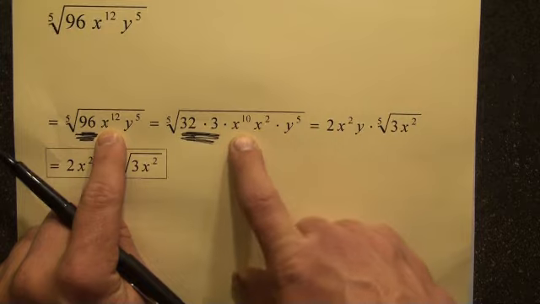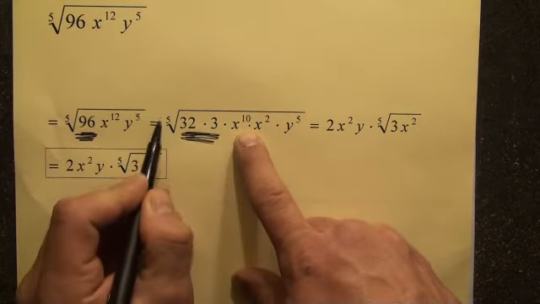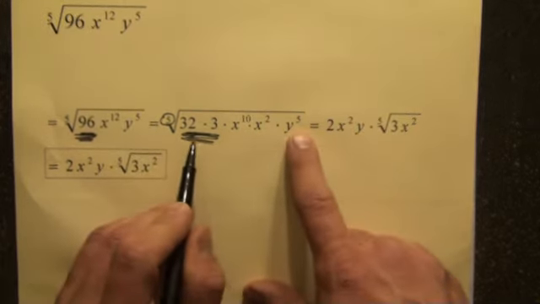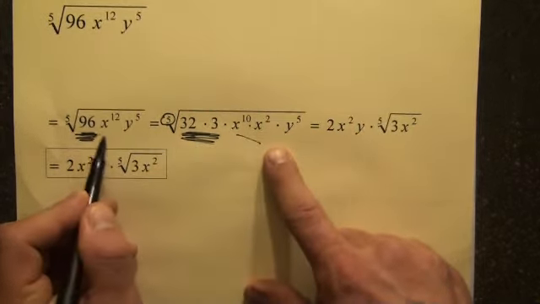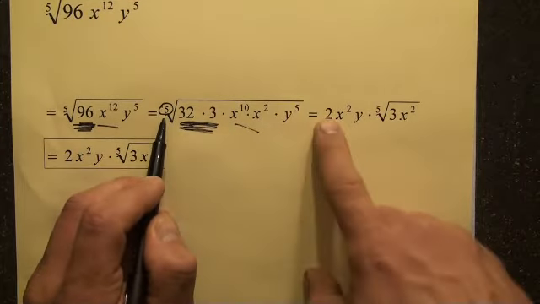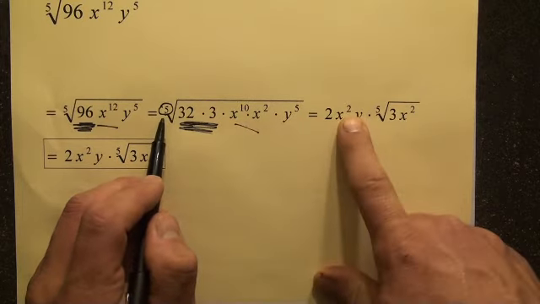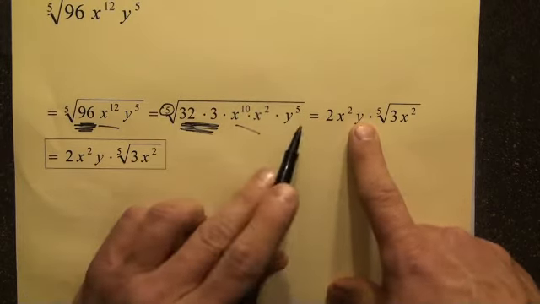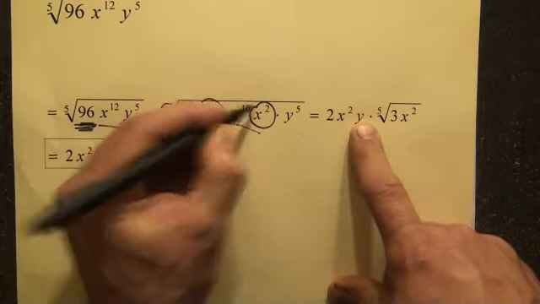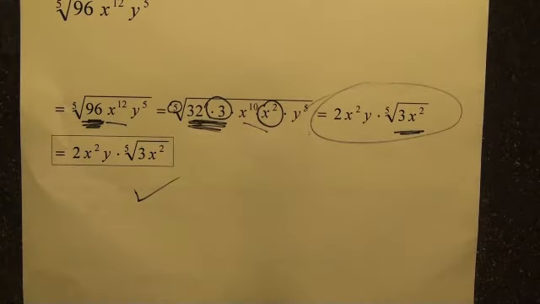X to the 12th can be written as x to the 10th times x squared. Why am I doing x to the 10th? Because we want to eventually divide by 5. So this one's all set, so we're in good shape. So there's your 12th right there. Now, 5th root of 32, 2. All right, 5th root of x to the 10th, x squared. 5th root of y to the 5th is a y. What did we not do? We didn't do the 3. We didn't do the x squared. Those are left over. There's your final answer, and you're a happy camper.